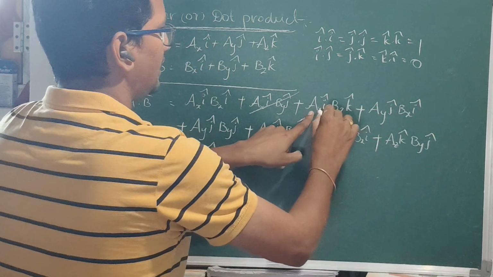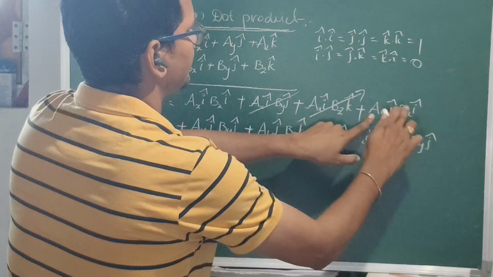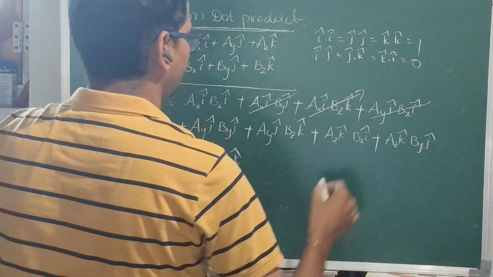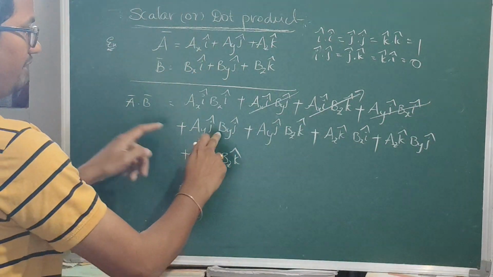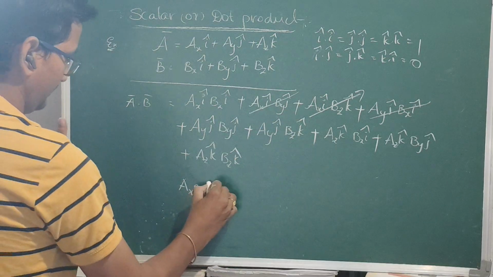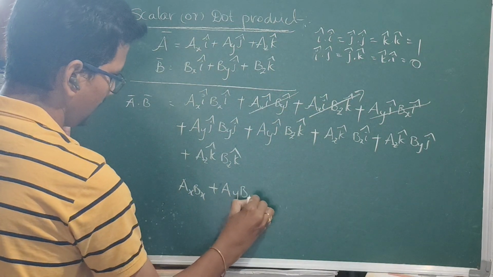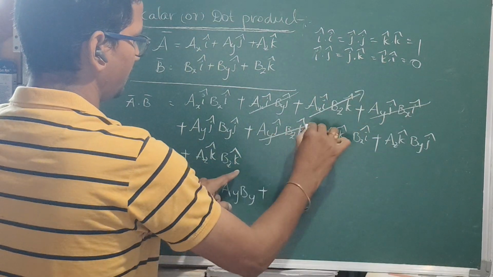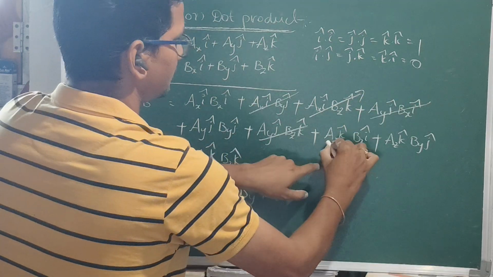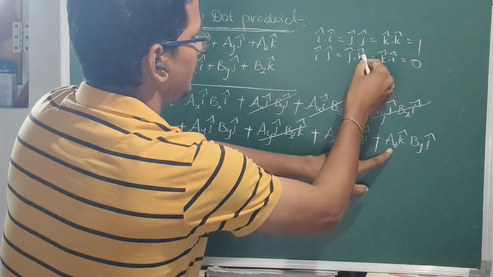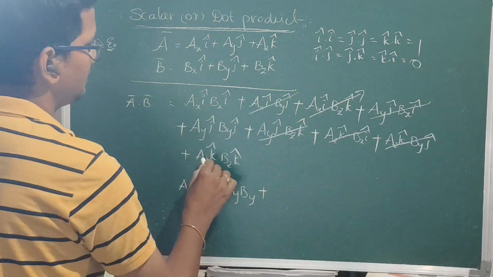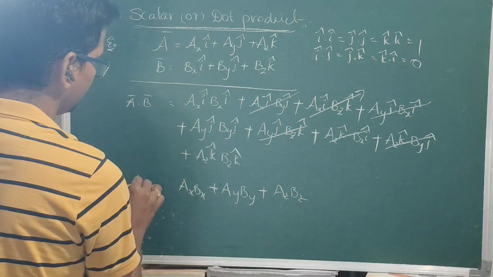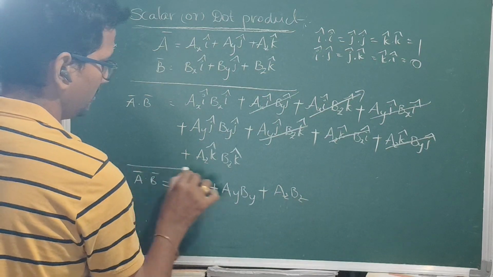I cap dot k cap, k cap dot I cap, those are 0. J cap dot I cap is always 0. Next one, ay by, j cap dot j cap is 1. That's plus ay by, plus the others: j cap dot k cap 0, k cap dot I cap 0, k cap dot j cap 0. What is the remaining? K cap dot k cap is equal to 1. That is az and bz. That is a bar dot b bar.